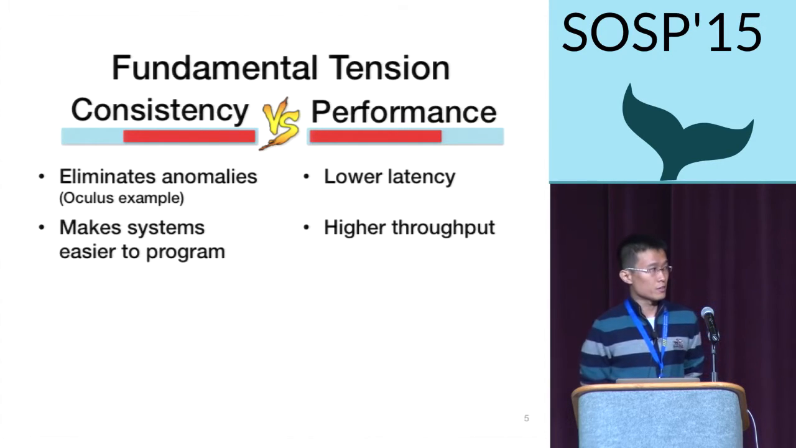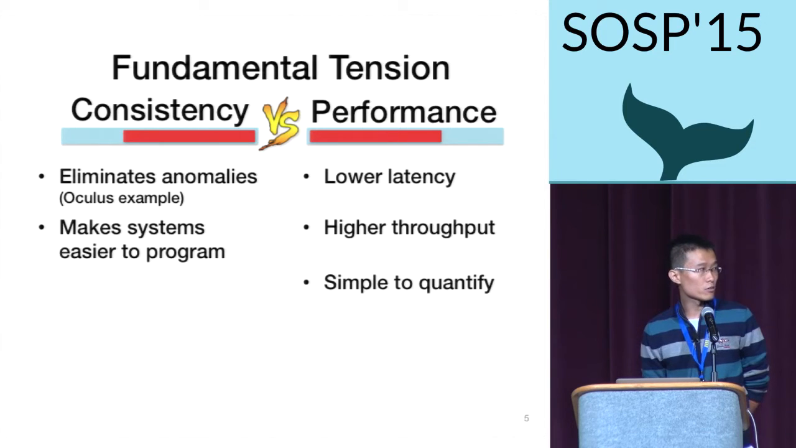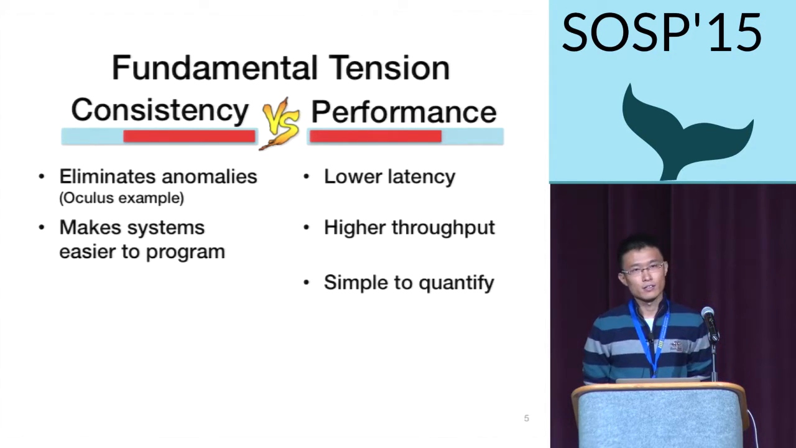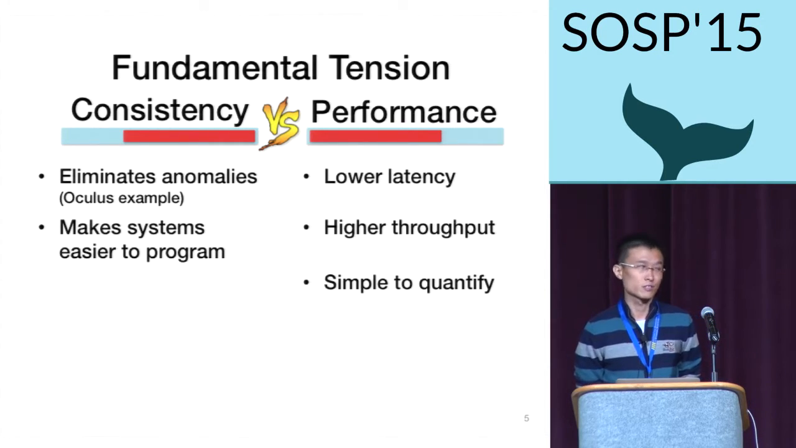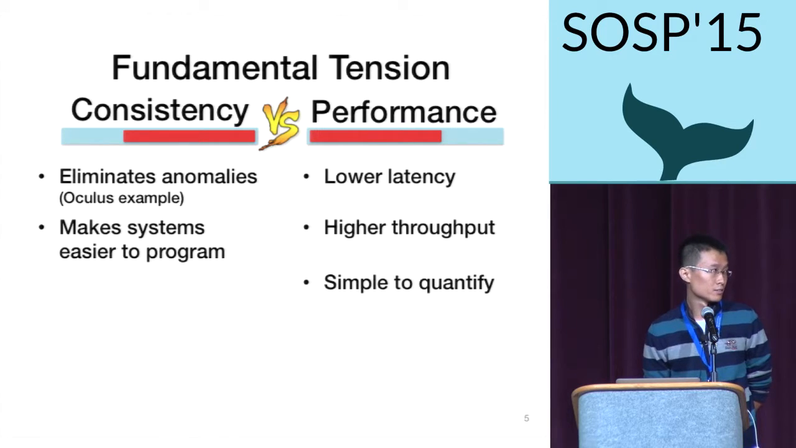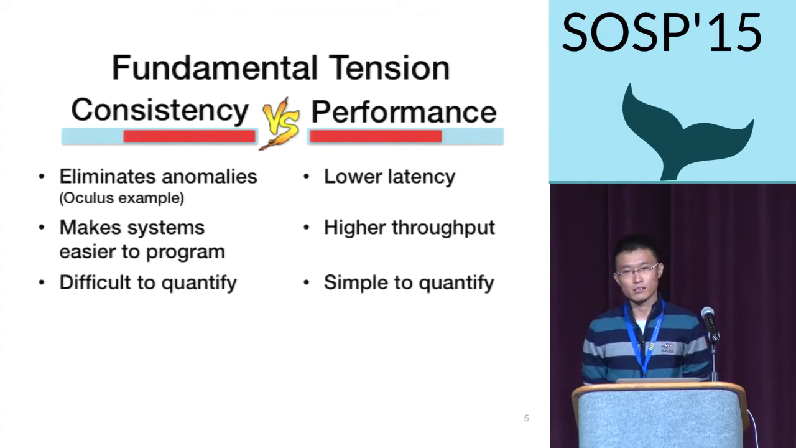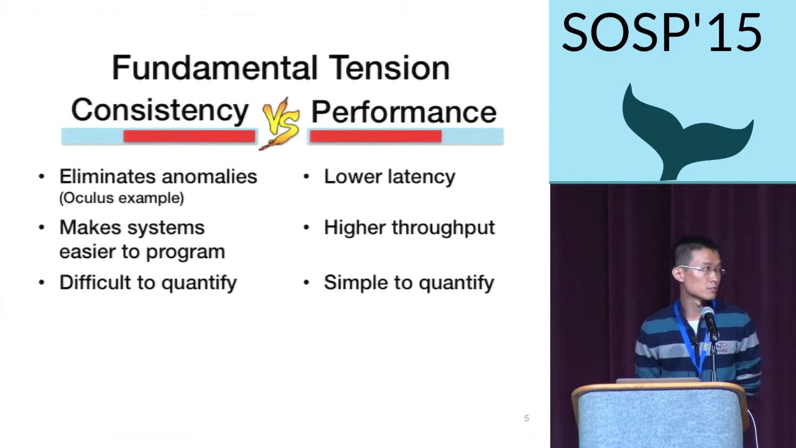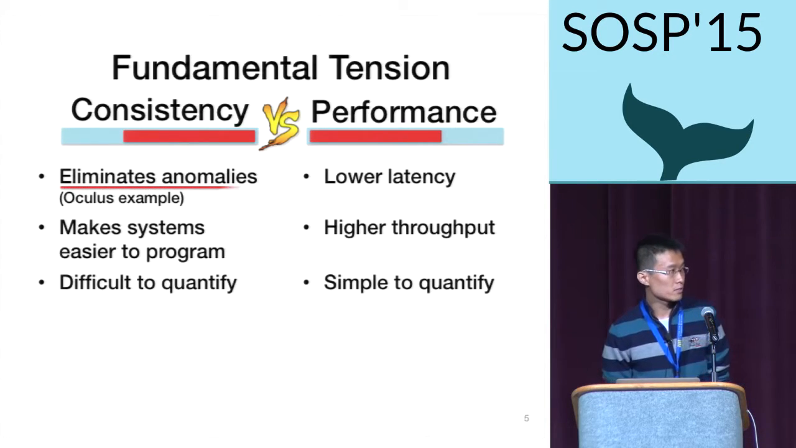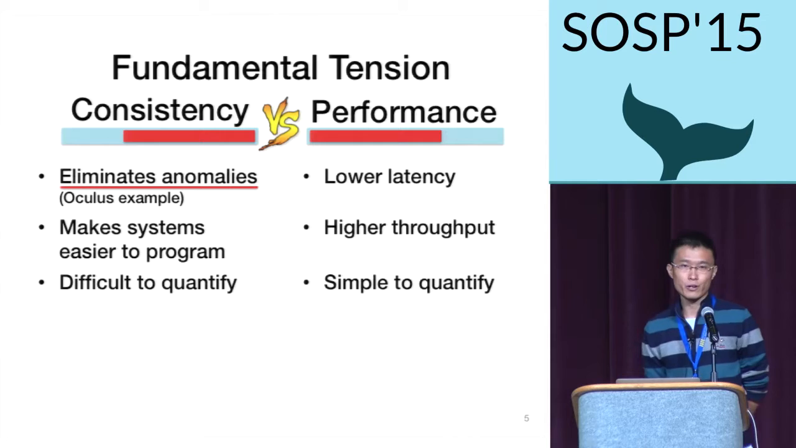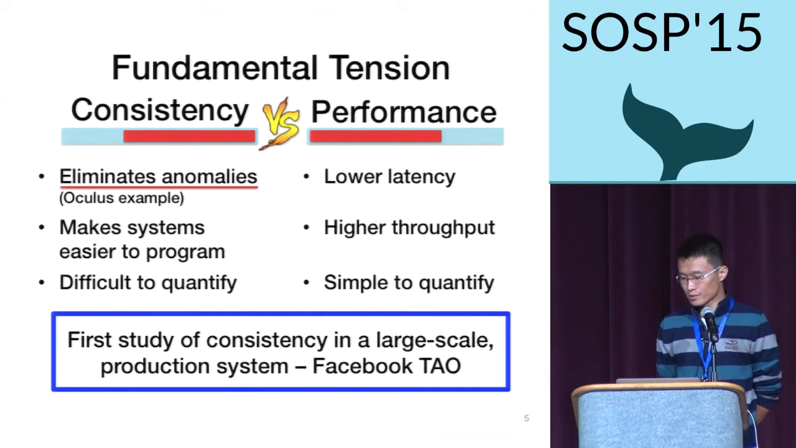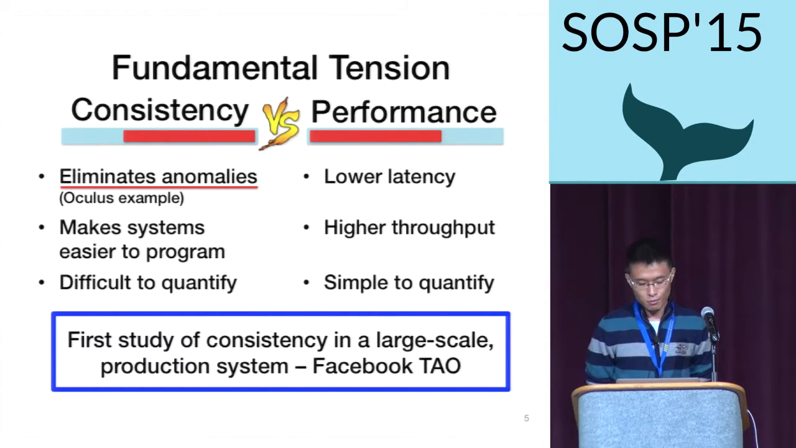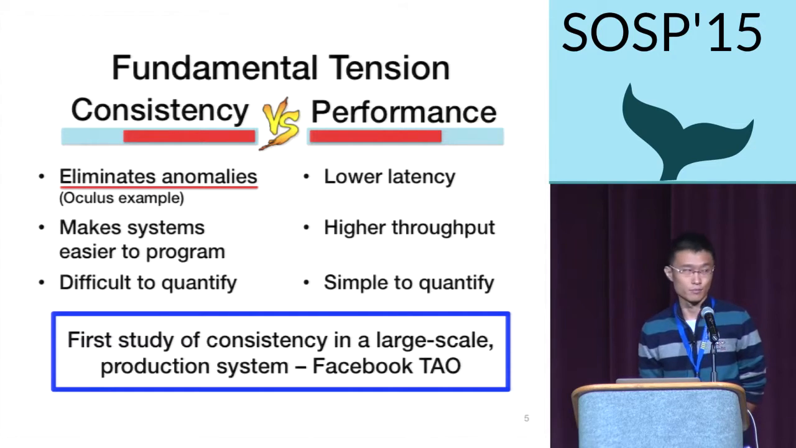In understanding this trade-off, it's relatively easier to quantify the benefit of higher performance. For instance, it's easy to say that by relaxing consistency, our system can achieve this many operations per second. However, the benefit of stronger consistency has always been difficult to quantify. For instance, it's hard to say that by adopting a stronger form of consistency, how many anomalies our system can eliminate compared to a weakly consistent system. So our work is the first study of consistency in a large-scale production system, which is Facebook's TAO system.